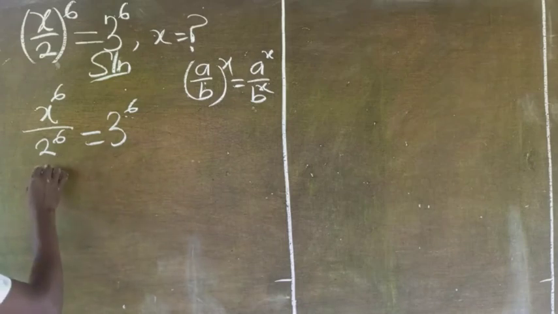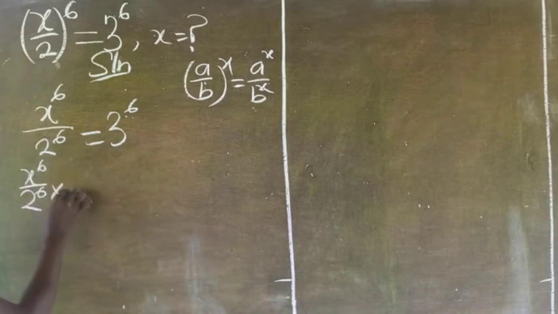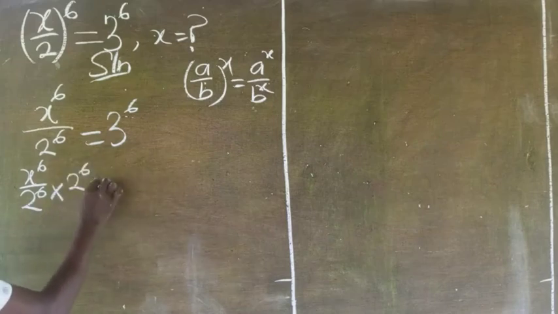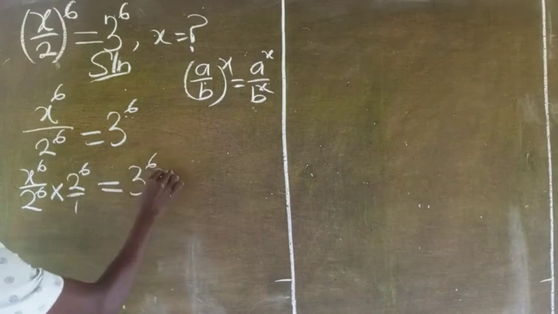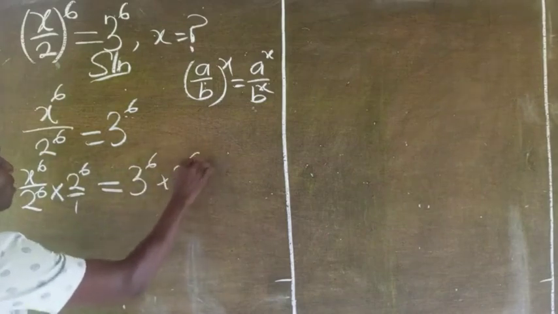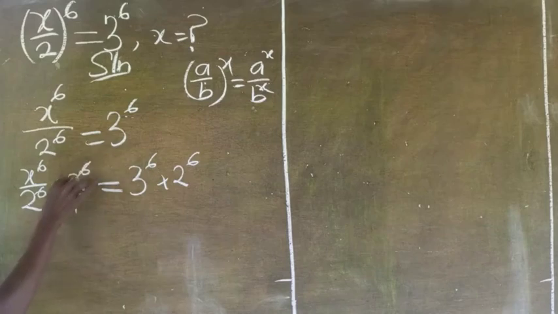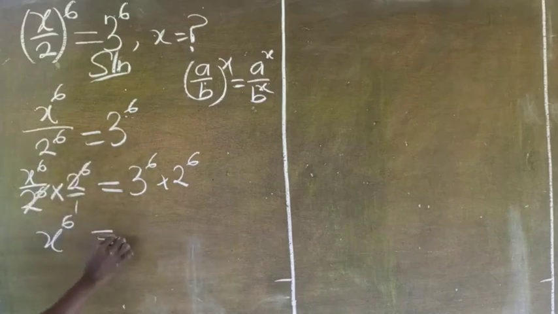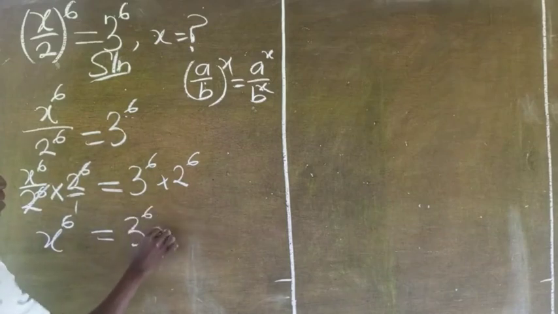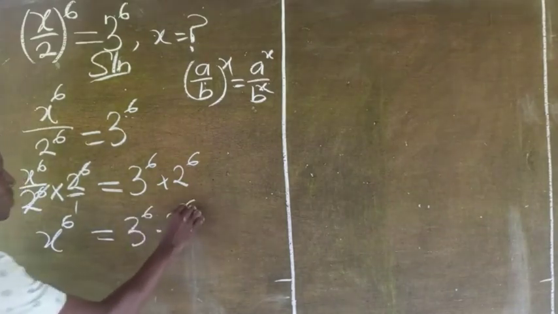So it becomes s raised to the power 6 over 2 raised to the power 6 times 2 raised to the power 6 equals, this of course is over 1, 3 raised to the power 6 times 2 raised to the power 6. And this 2 raised to the power 6 will cancel out, leaving s raised to the power 6 equals 3 raised to the power 6 times 2 raised to the power 6.